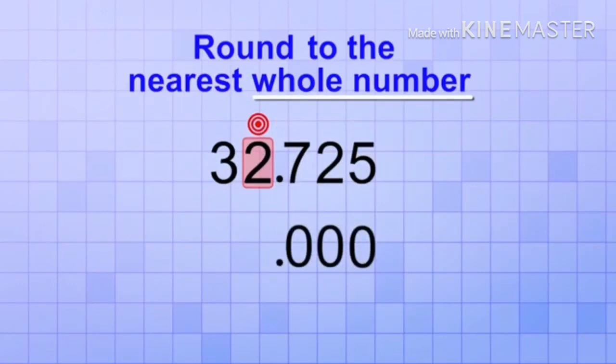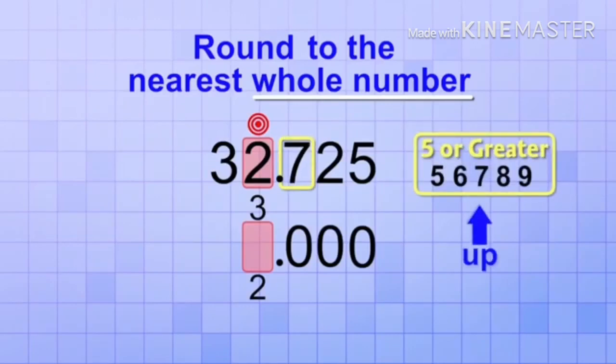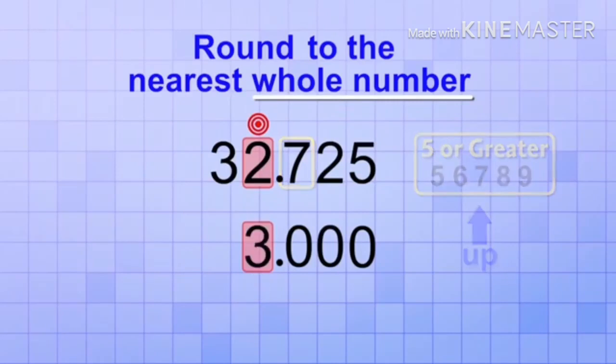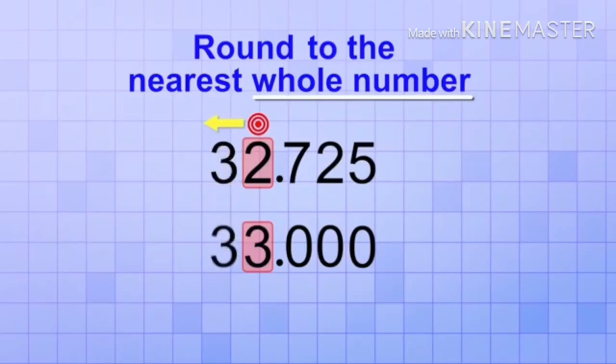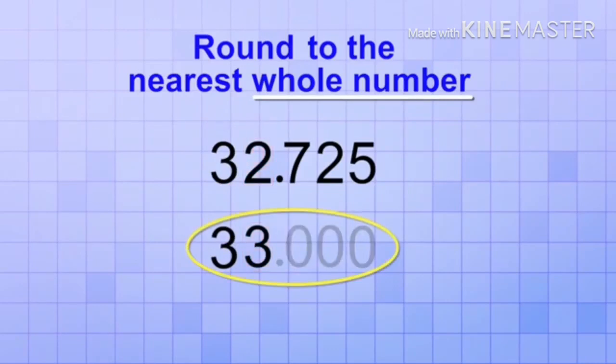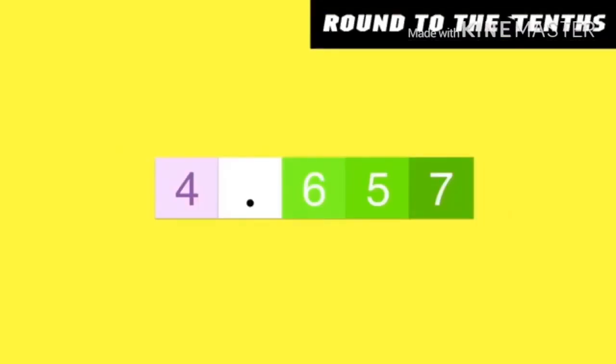Now, to decide what to do with the target digit, we look at the next digit to the right. Since that digit is a 7, we'll round up this time. That means we'll increase our target digit by 1. And finally, we keep any digits to the left of the target digit the same. In this case, that's just the 3. So we've rounded this number off to 33.000, or just 33, since we don't really need those extra zeros after the decimal point. Let's try rounding a number to the tenths.